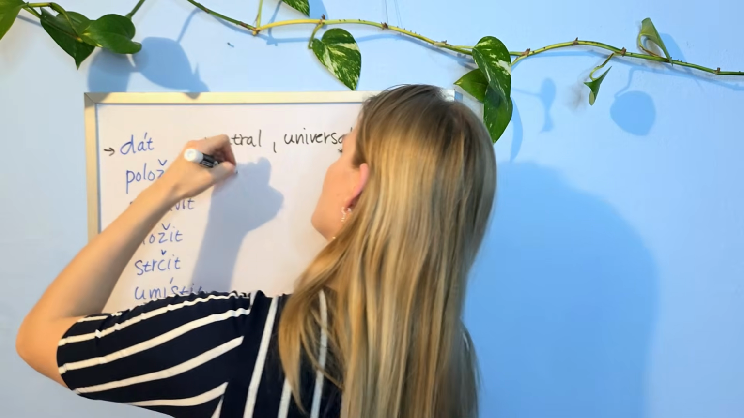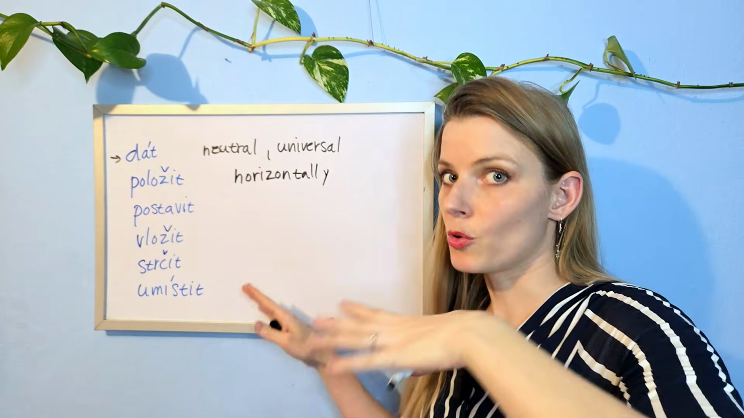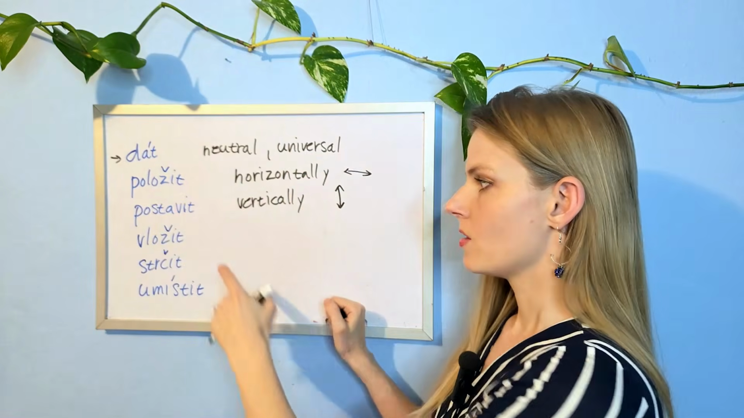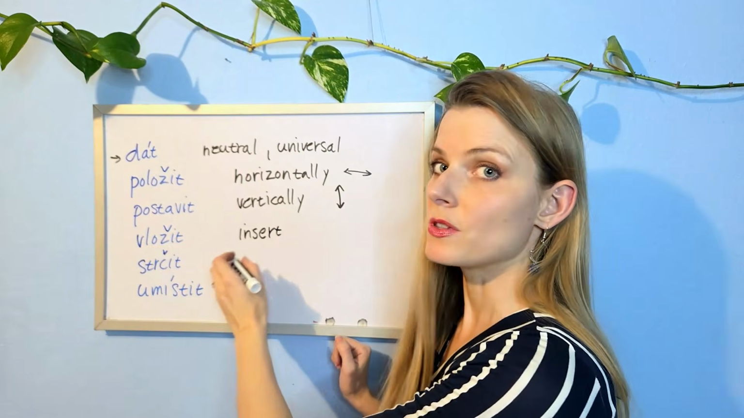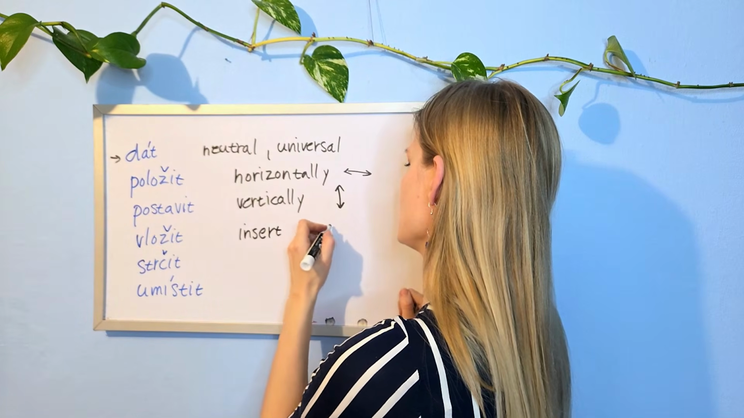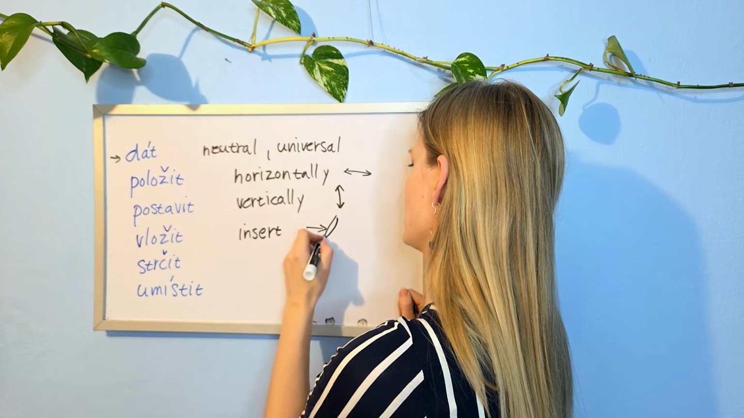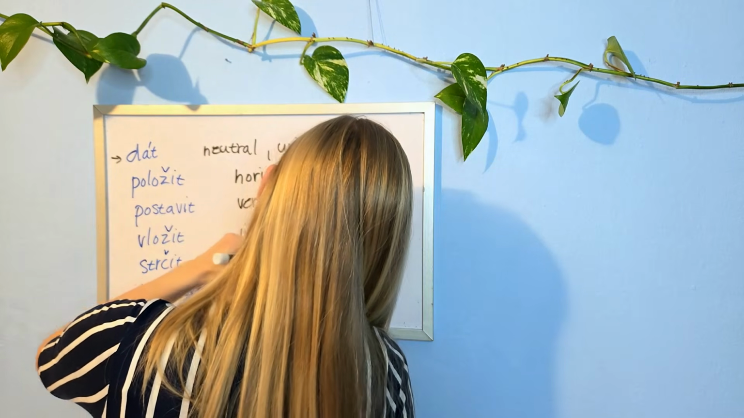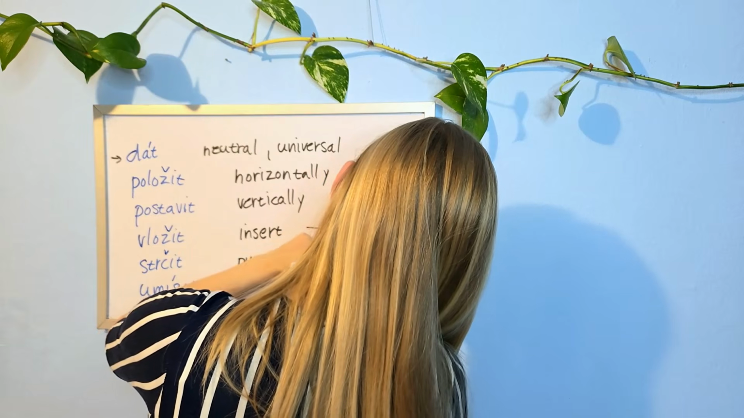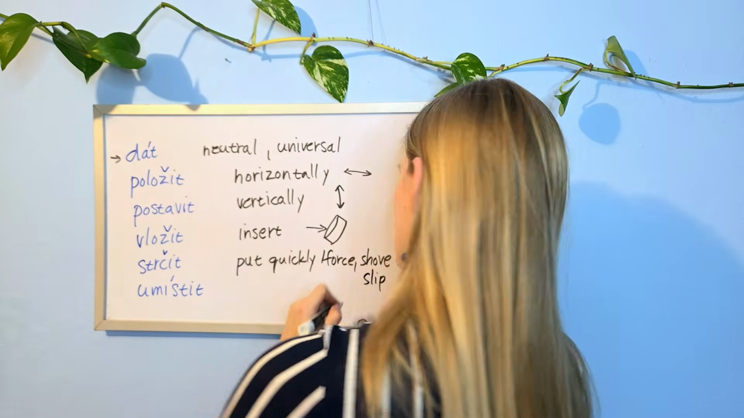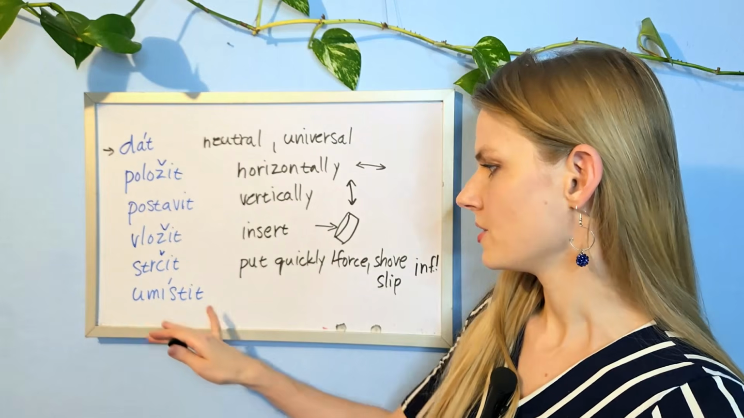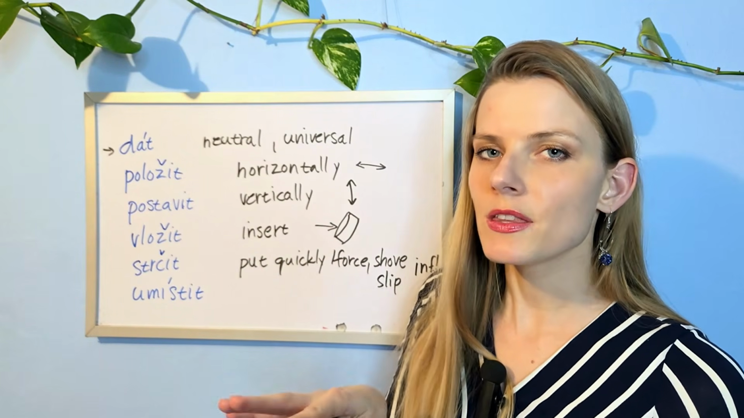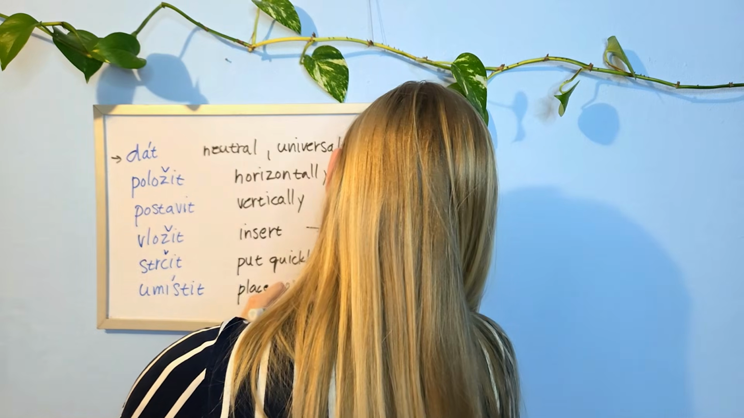Položit means to put horizontally. Postavit is to put vertically. Vložit means to insert. Vložit peníze do obálky. Strčit is very informal. It means to put quickly or with force, to shove or slip in. It is informal. And umístit is more about positioning, situating something, and it's formal.